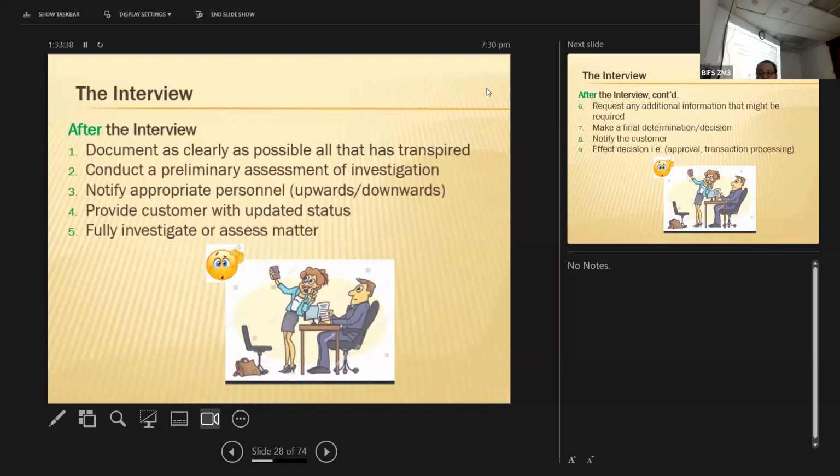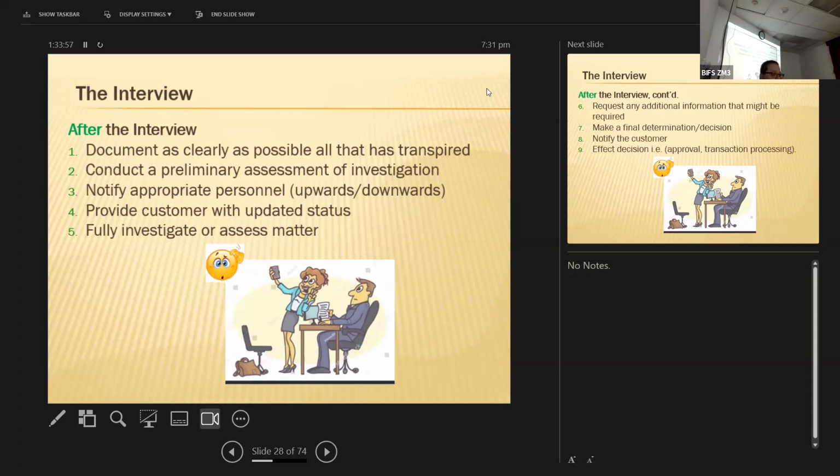Again, you want to provide the customer an updated status within the time frame. So if you have not gotten an answer, you may want to call the credit underwriter or the person who has to make a decision regarding whatever it may be, a problem solving matter.